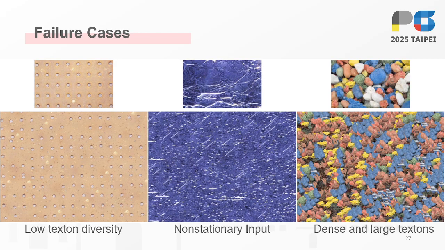Now we'll talk about some failure cases, starting with the low texton diversity. This case shows a failure of texton clustering, but tuning the parameters could make this exemplar work. In the center, we have a non-stationary input, which is a challenging case for any texture synthesis algorithm. And on the right, we have an exemplar with dense and large textons compared to the exemplar size.